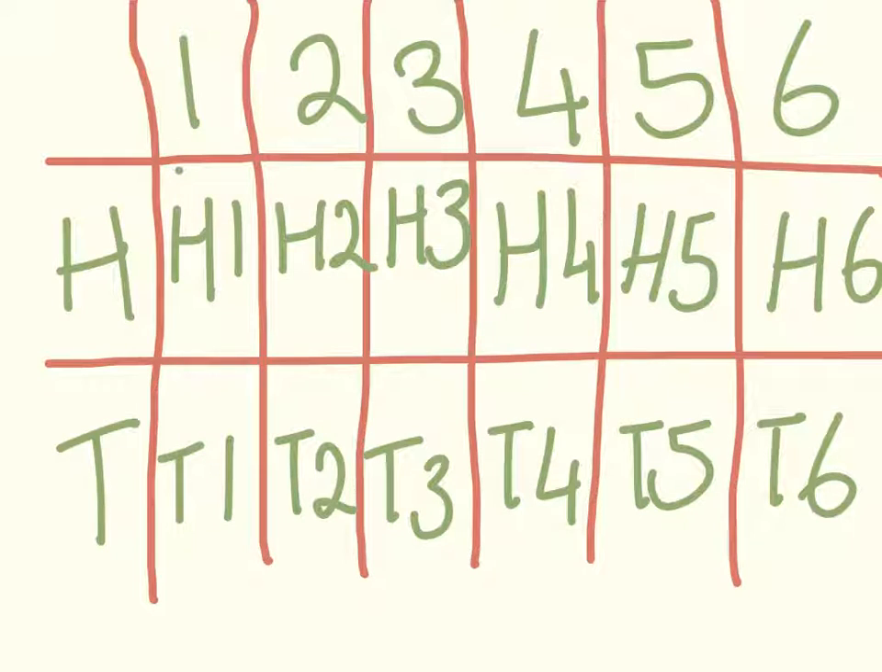Much easier than listing them all out, and straight away we can see from each of our lists that we would have 1, 2, 3, 4, 5, 6, 7, 8, 9, 10, 11, 12 outcomes in total.